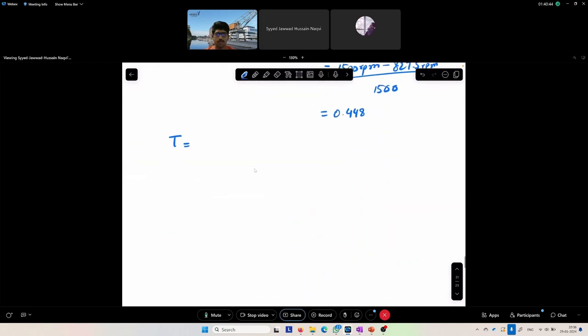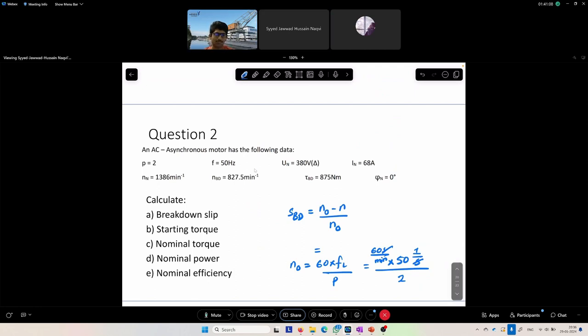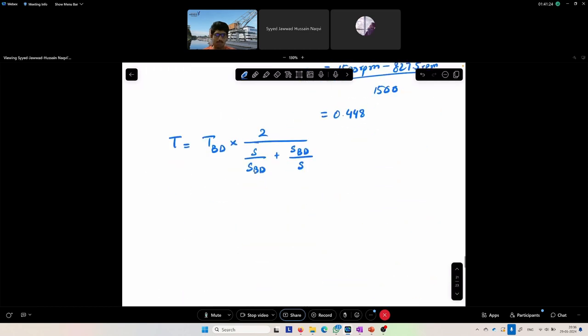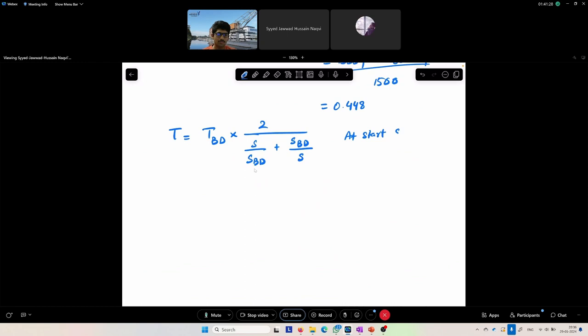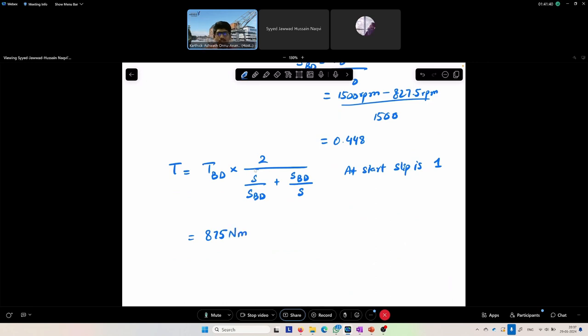Kloss equation: T equals T breakdown times 2 divided by S by SBD plus SBD by S. We still have to calculate S. You actually know it. Think about it. At startup, the shaft is not moving, it's at zero. So slip is one. It's full slip, max slip. Okay. So slip is one. Take slip as one and then you can solve. And similarly, on the opposite end of the spectrum, at synchronous speed, slip is zero. You can get this by calculation also, but you can know it as well. It's just properties.